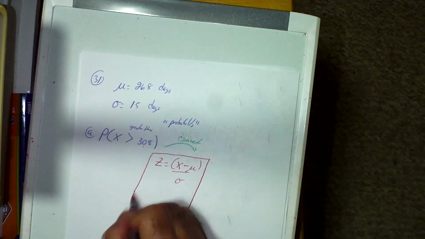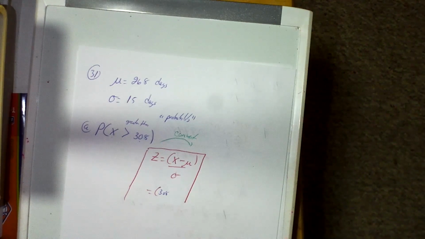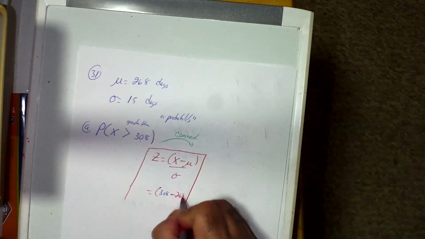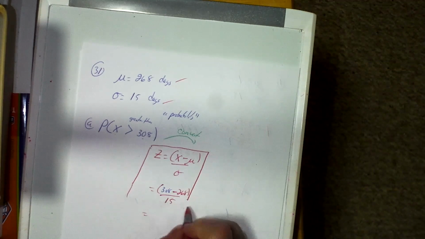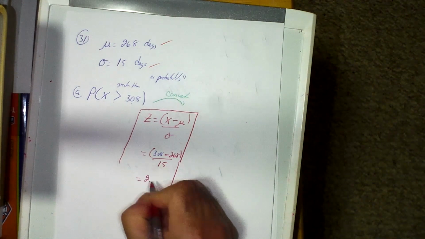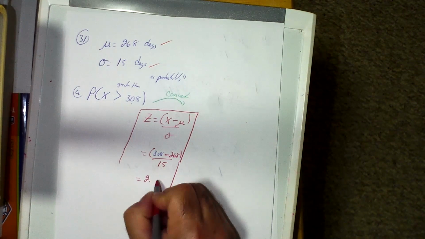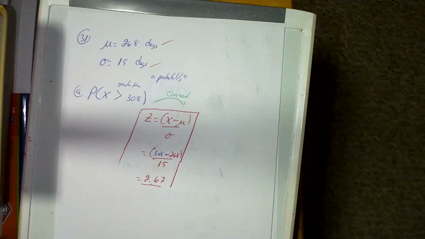All right, so my x is 308 minus my mu, which is 268 days, and I'm going to divide it by 50. Remember, they have to give you those two numbers, the mu and the sigma. Otherwise, you won't be able to do it. Plug it in: 308 minus 268, divided by 15. I get 2.66666666. Oh my gosh, it's evil. But I want two numbers behind the decimal, so I'm going to put 2.67. It's got to have two behind the decimal.